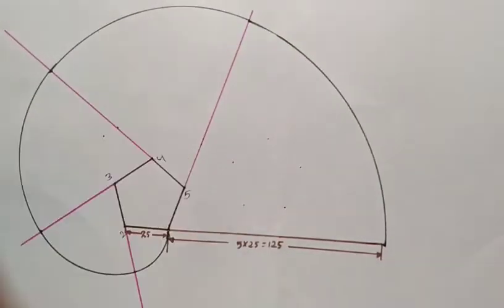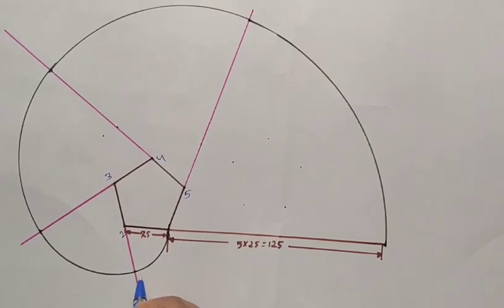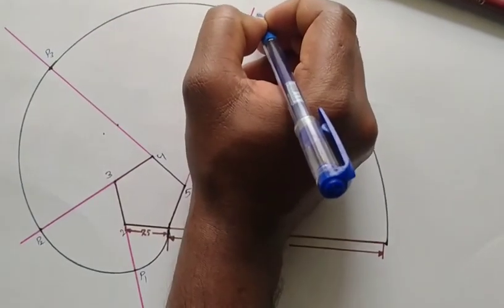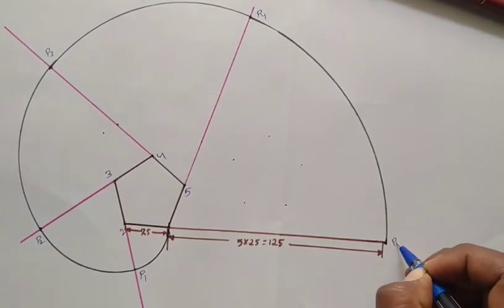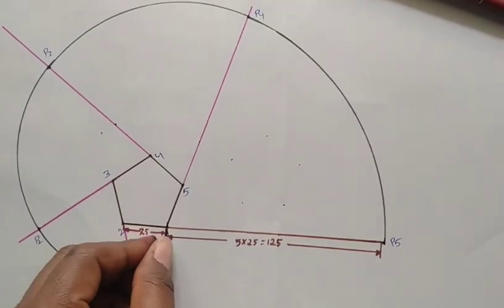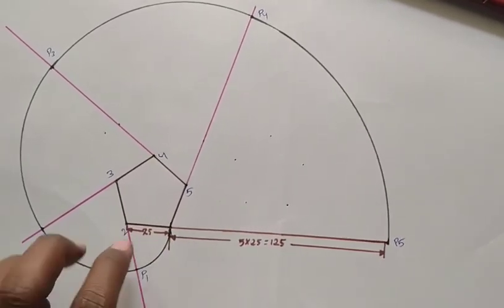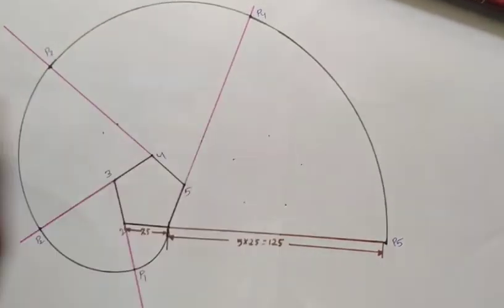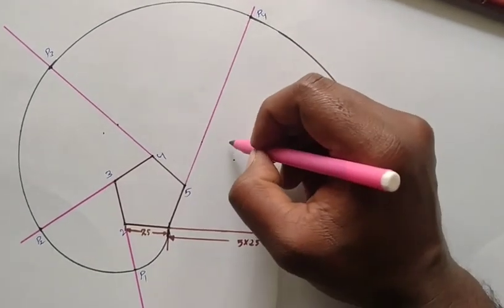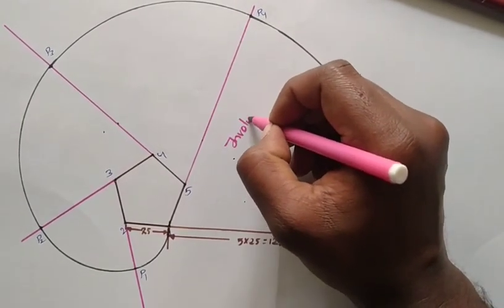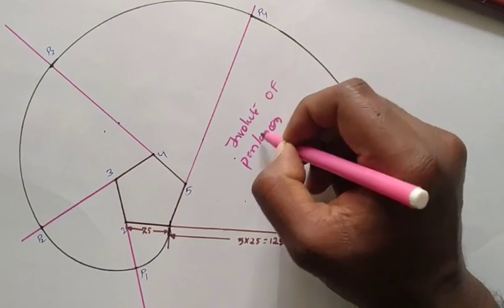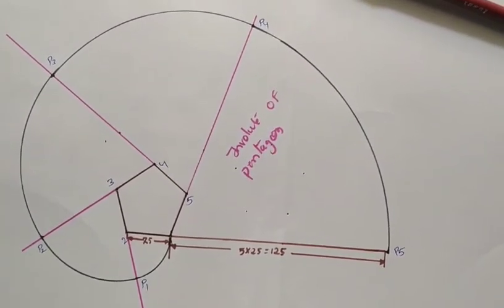This curve is nothing but the involute of the pentagon. The intersection points are P1, P2, P3, P4, and finally P5. The unfolded circumference of the pentagon with respect to these individual points goes like this. The name of this curve is the involute of the pentagon. Okay, this is the procedure to draw the involute for a pentagon.